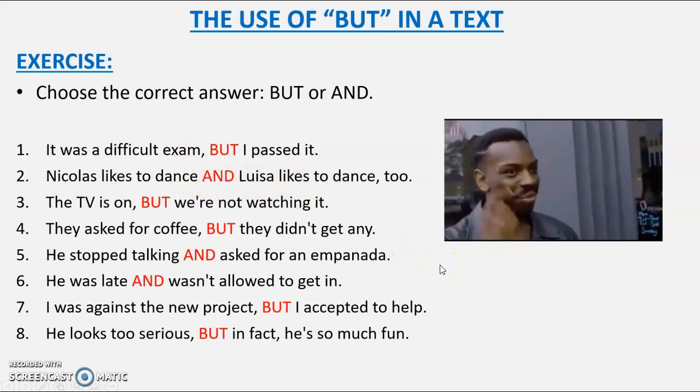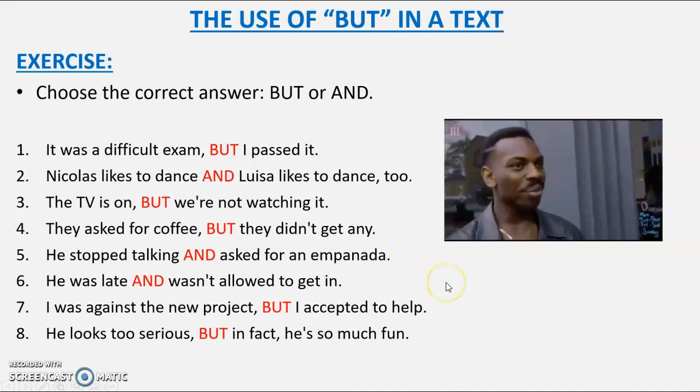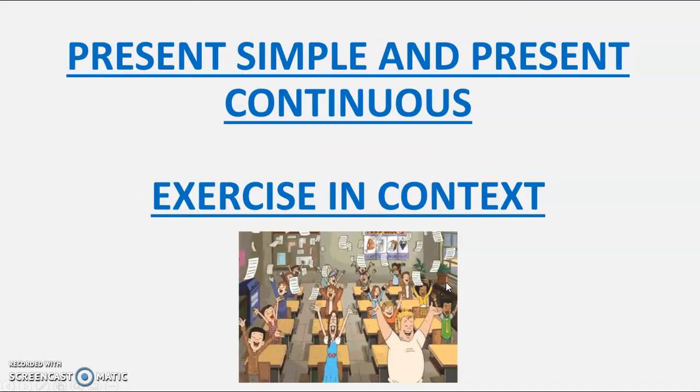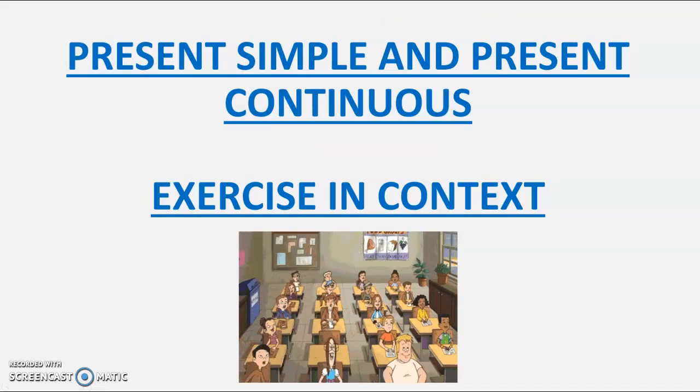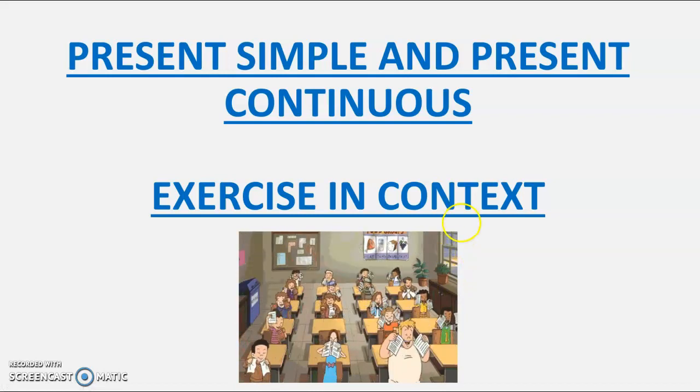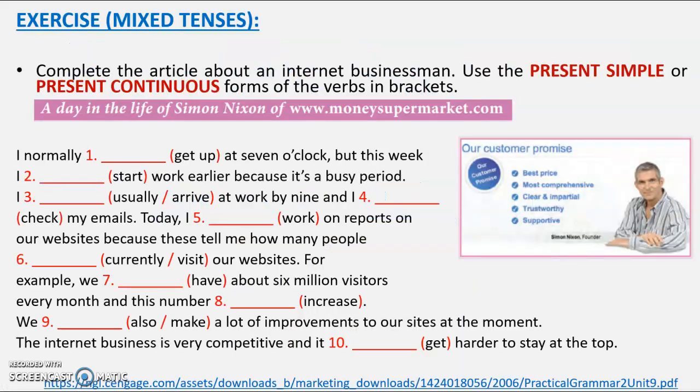Now, let's get to the last exercise of today. A present simple and present continuous exercise in context. This is called a mixed tense exercise. So quickly, complete the articles about an internet businessman. Use the present simple or present continuous forms of the verbs in brackets. So please, pause the video, do the exercise, do your best. I know you can.